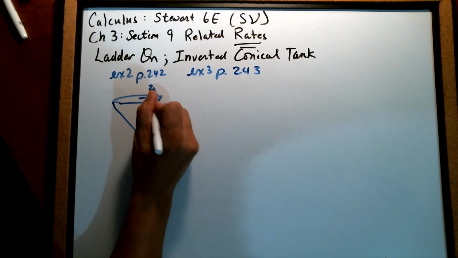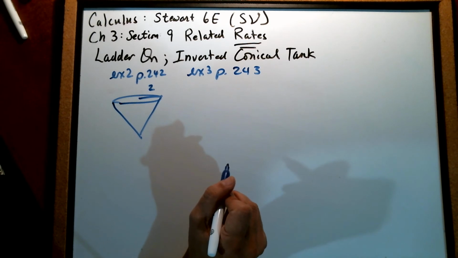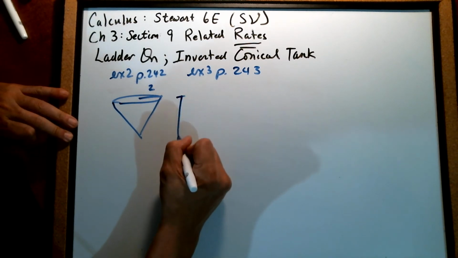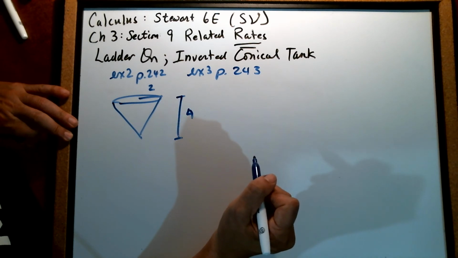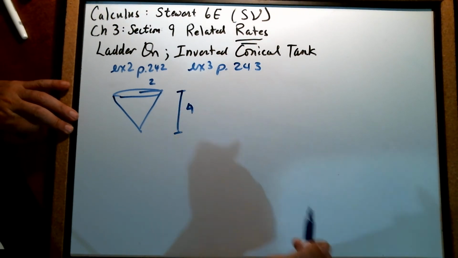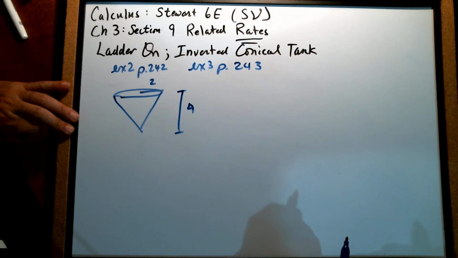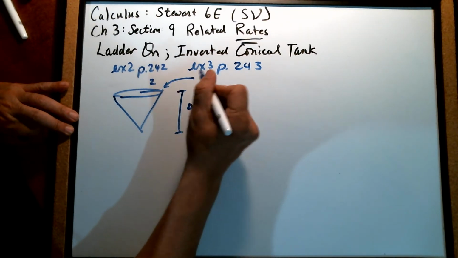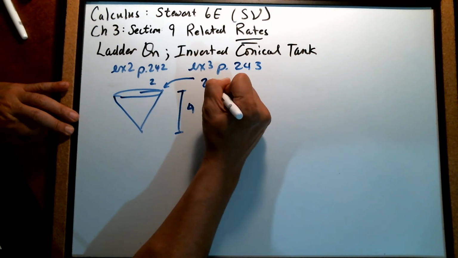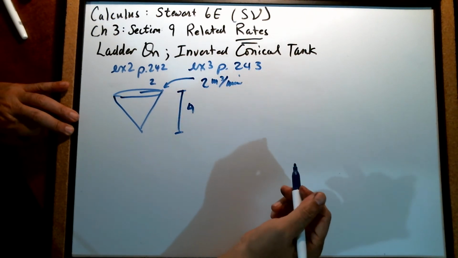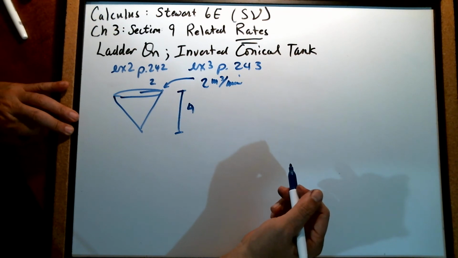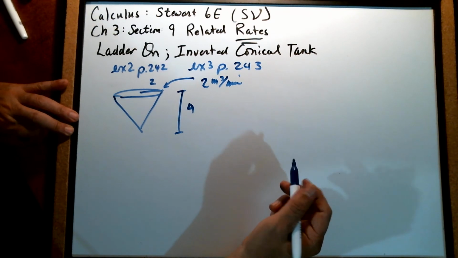So that length is 2. It doesn't move. Height is 4. That doesn't move either. And if the water is being pumped into the water, so water is being pumped right here at 2 cubic meters per minute. Find the rate at which the water level is rising.